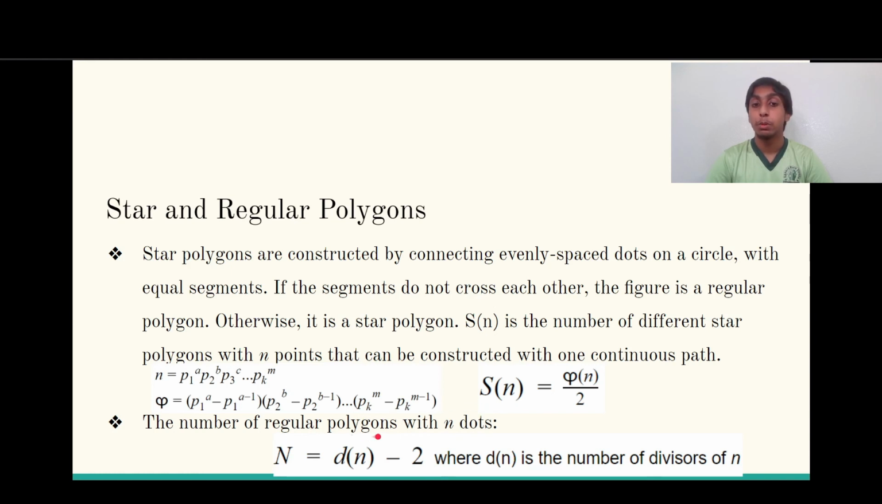Now the number of regular polygons with end dots. So the same problem, but this time you're going to be asking how many regular polygons can I form? Then this is going to be d of n minus 2, and d of n is the number of divisors of n. So if you find how many factors n has here and subtract 2, you can find how many regular polygons you can form. So these are just two different functions you can use when asked to find the number of star polygons or regular polygons that you can form.